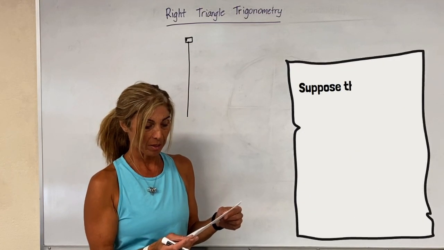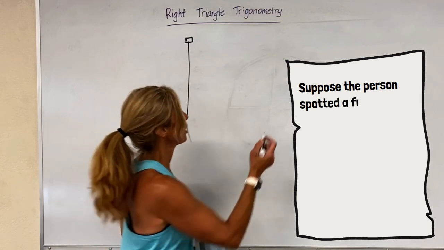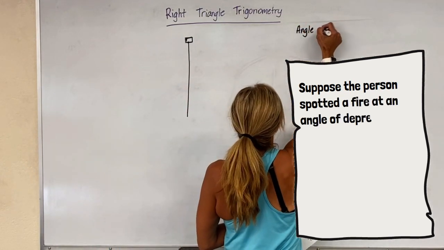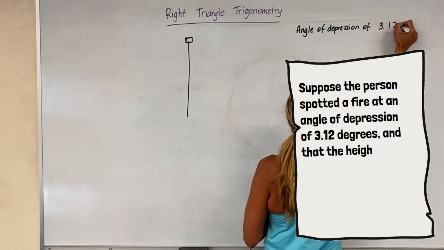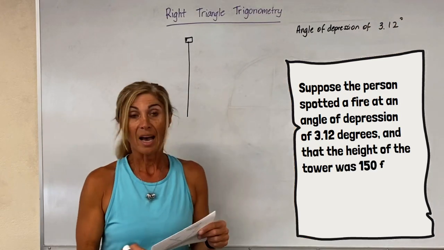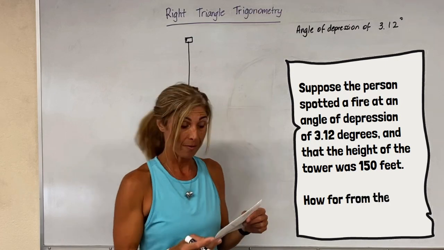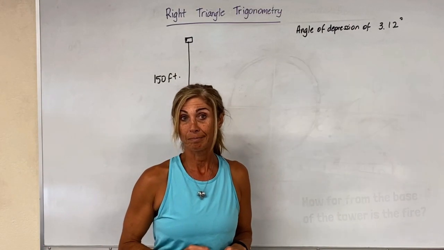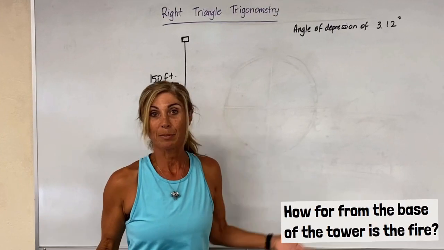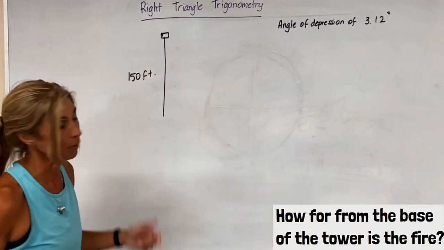Suppose the person spotted a fire at an angle of depression. So we have an angle of depression of 3.12 degrees, and that the height of the tower was 150 feet. How far from the base of the tower is the fire? So the first thing we do in any of these problems is draw our diagram.